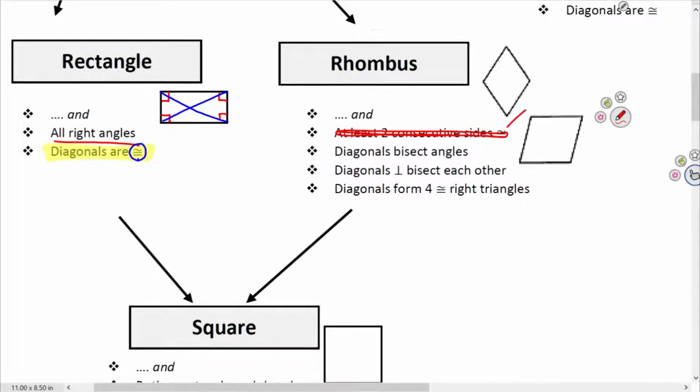What this really is saying, because you get opposite sides being congruent, is that consecutive sides are congruent. What that's really saying is you have all four sides congruent.